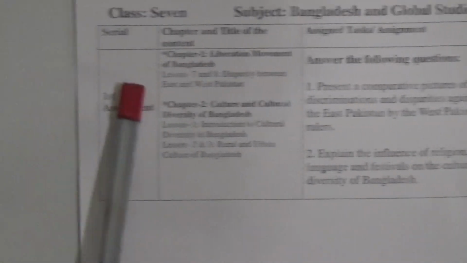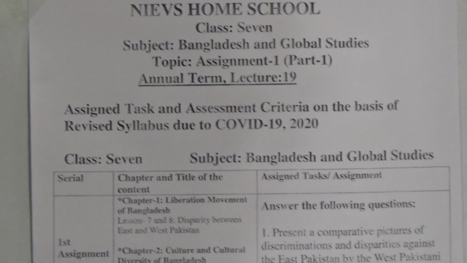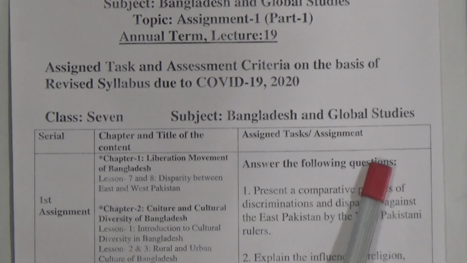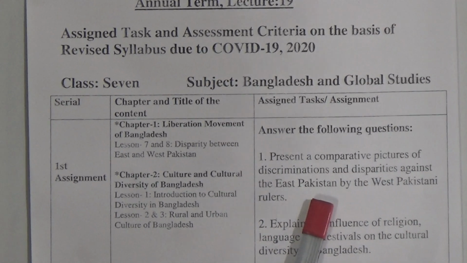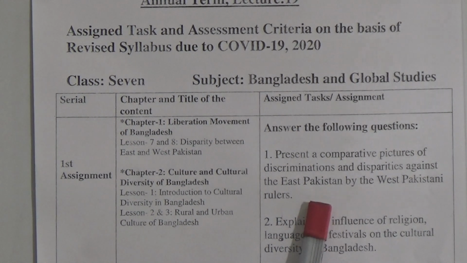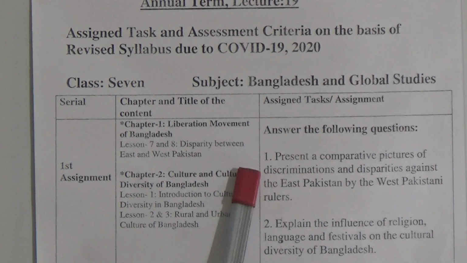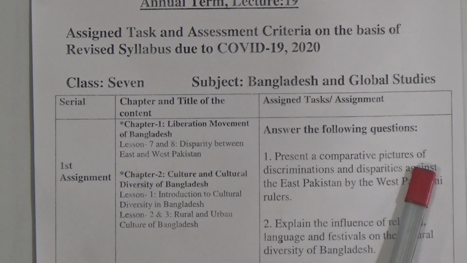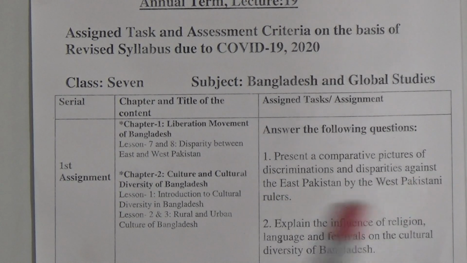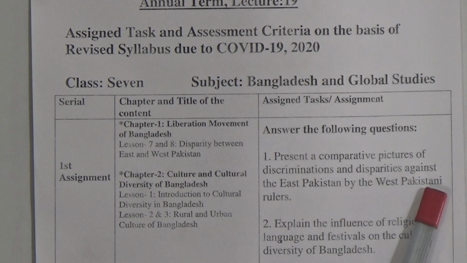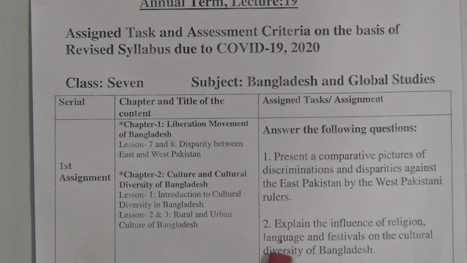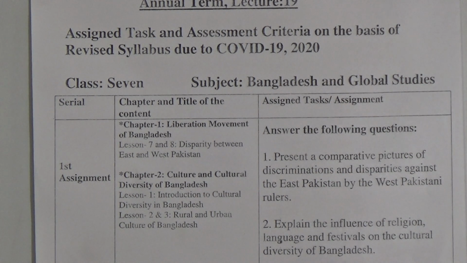For the first assignment, your task is to answer the following questions, 2 broad questions. These questions are not like the creative questions. These questions are the broad questions. You have to answer in broad. Number 1, present the comparative pictures of discriminations and disparities against East Pakistan by the West Pakistani rulers. Number 2, explain the influence of religion, language and festivals on the cultural diversity of Bangladesh.